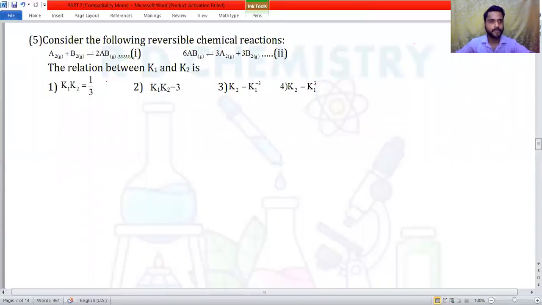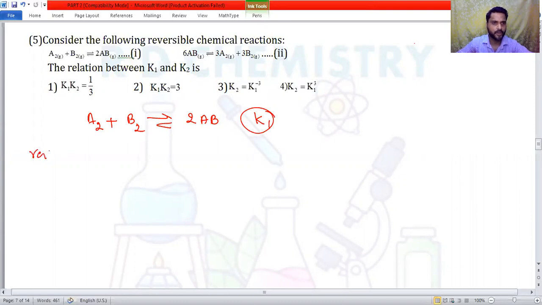Question number 5. Consider the following reversible chemical equation. Two equations are given and the relationship between K1 and K2 is asked. Let me start with the first equation. A2 plus B2 gives 2AB. For this, it is the K1 value, equilibrium constant. Now, what I'll do, I will reverse this equation. On reversing this equation, I'll get 2AB gives A2 plus B2. When I reverse the equation, the new equilibrium constant is the reciprocal of the first one.